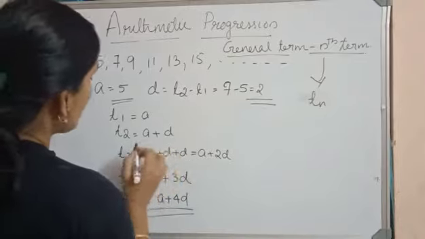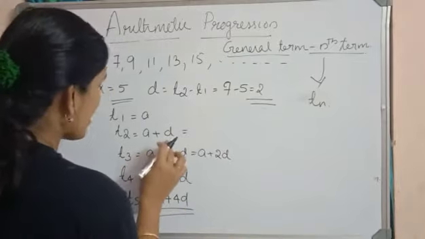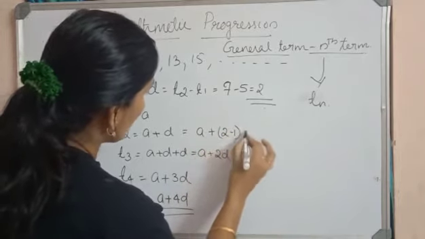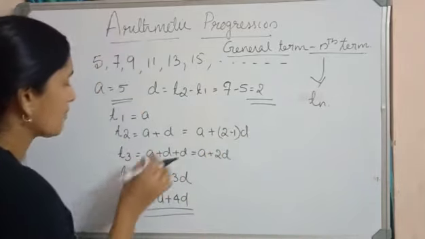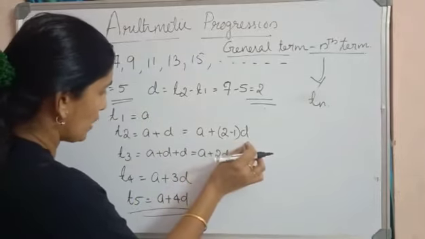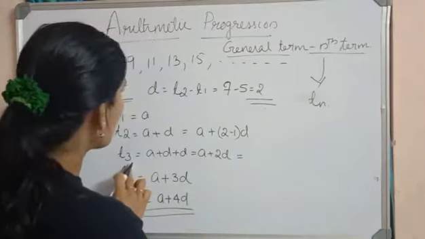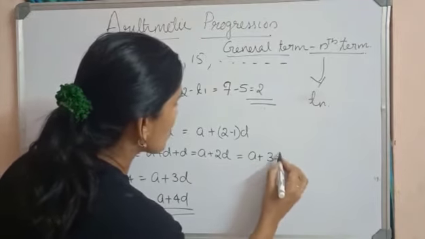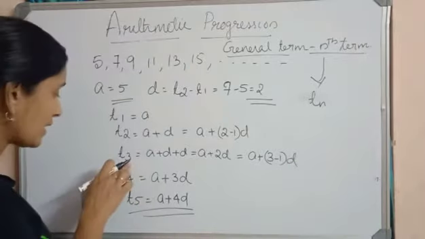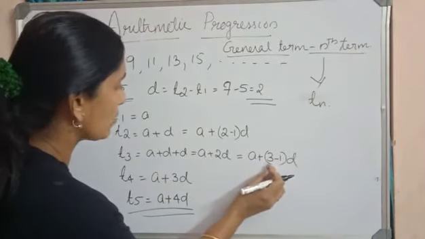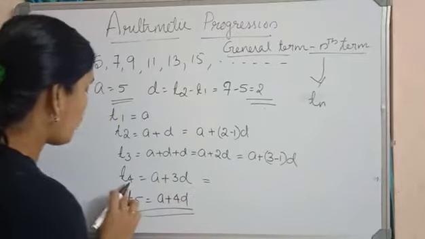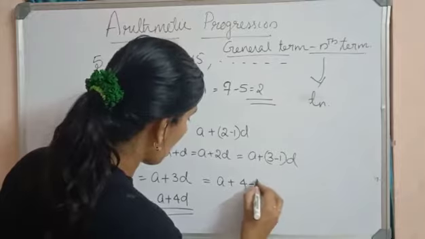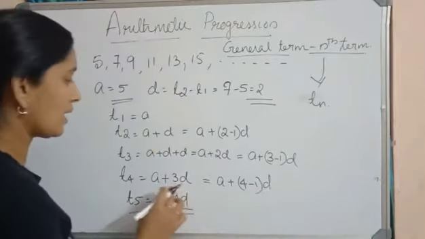Now here, in this case, we can write A plus D as A plus 2 minus 1 into D, and that is the same as A plus D, right? See, the second term, 2 minus 1 into D. When you are finding the third term, A plus 2D, we write this as A plus 3 minus 1 into D. Look at the third term: here the factor should be 3 minus 1. In the same way, when you are finding T4, you can write this as A plus 4 minus 1 into D. 4 minus 1 is 3D. 3D only you are getting here.